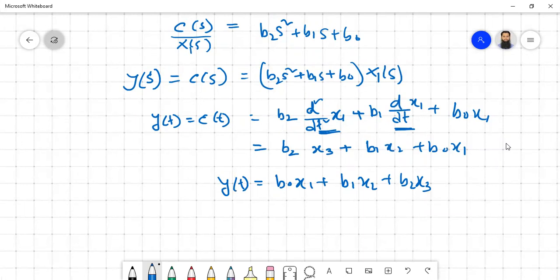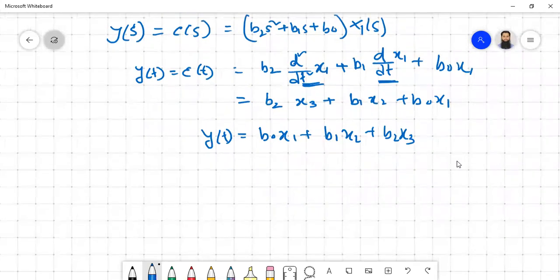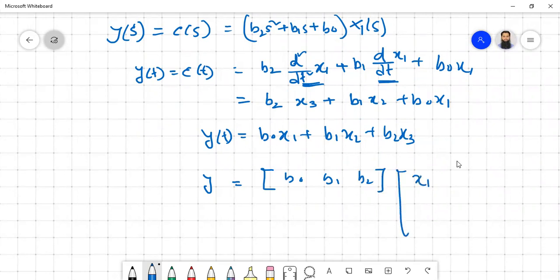In the state equation there is no change, but if you have a numerator in your transfer function, then the output equation, which was previously only x1, is not true anymore. Your output equation will be something like this: b0, b1, b2 times x1, x2, x3.